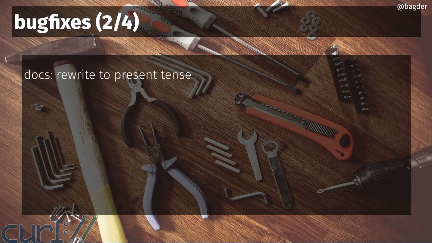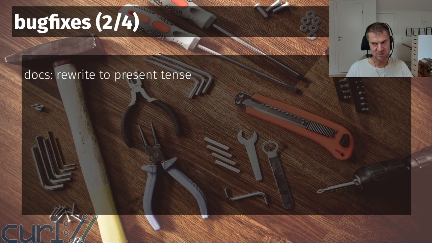As you can tell, we've had a fun release cycle this time, and I decided to up the fun even more. I rewrote most or all of the documentation to present tense instead of future tense. A lot of our documentation said curl will do this. When set, curl will do this. And now it says curl does this. It sets this value. It performs this instead of will perform it.